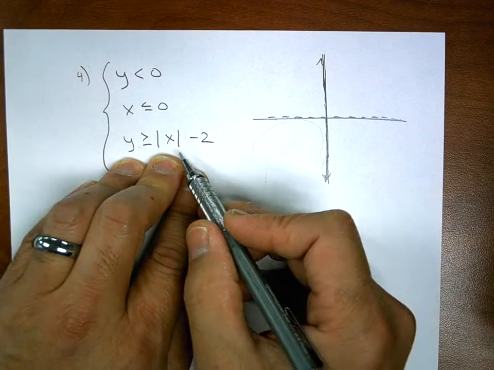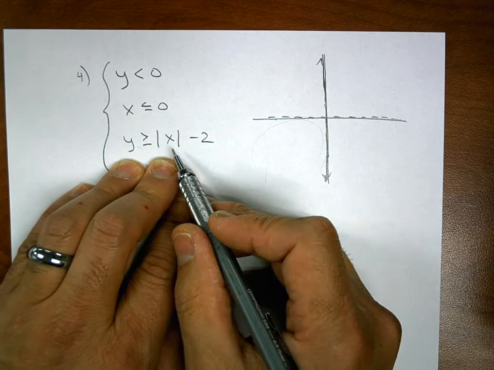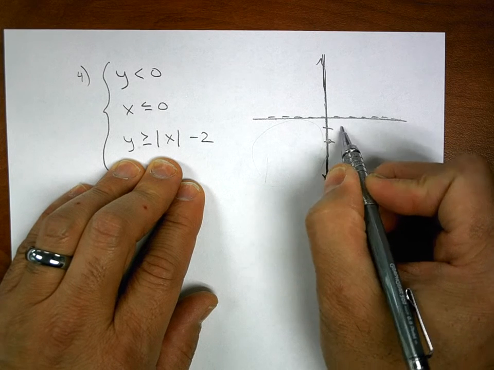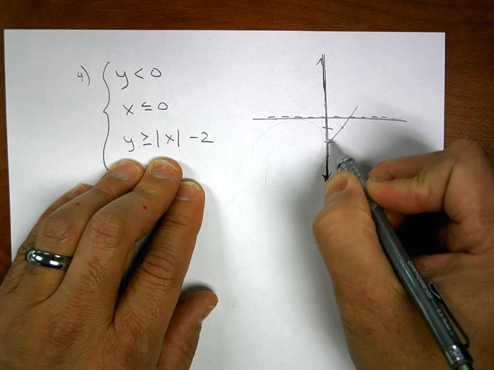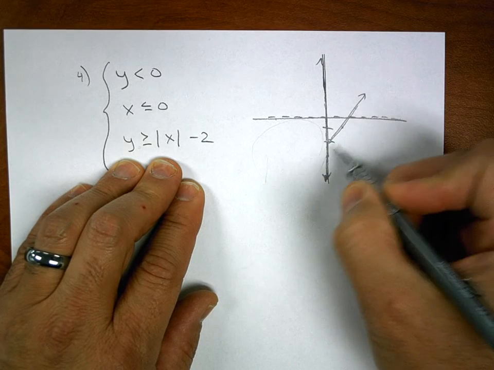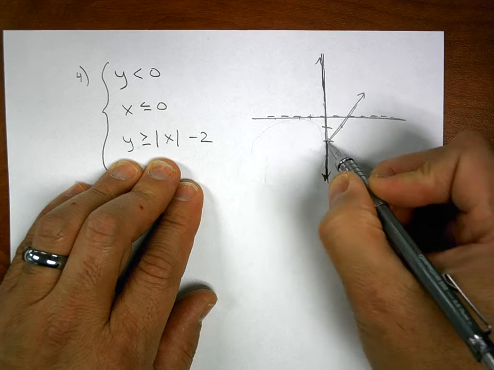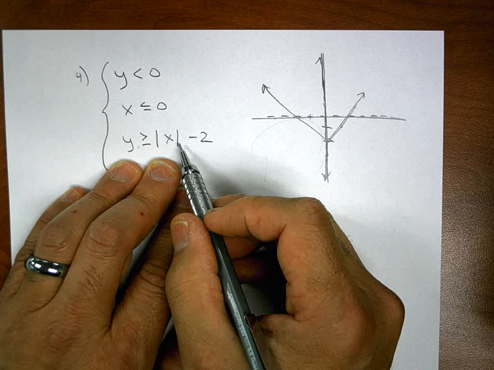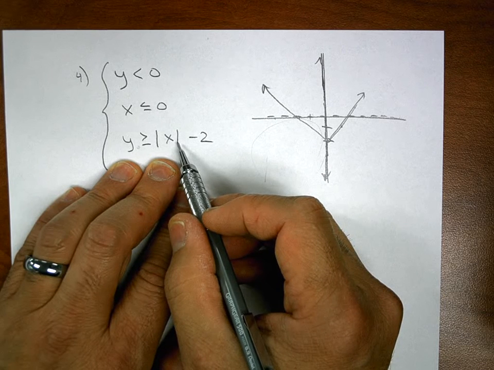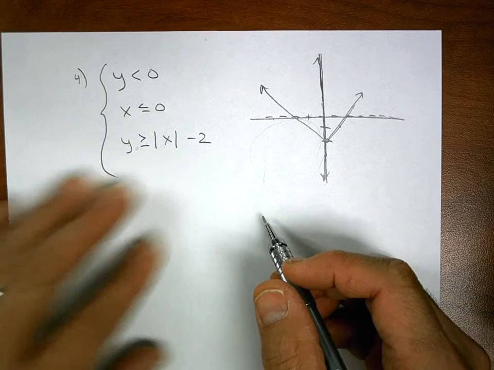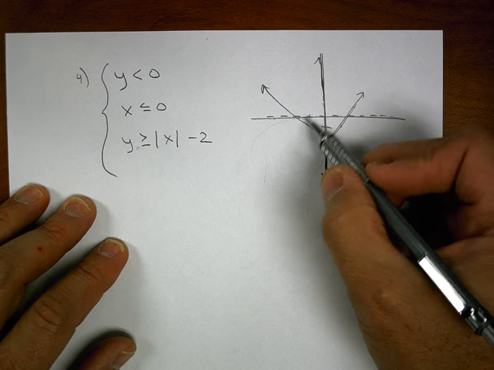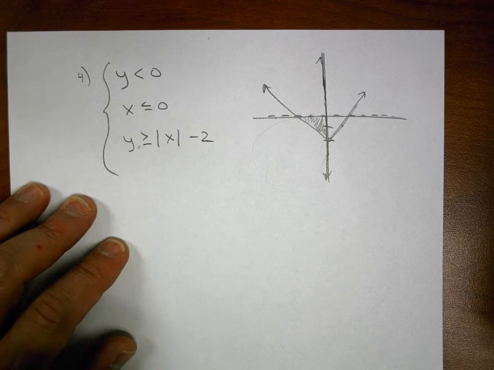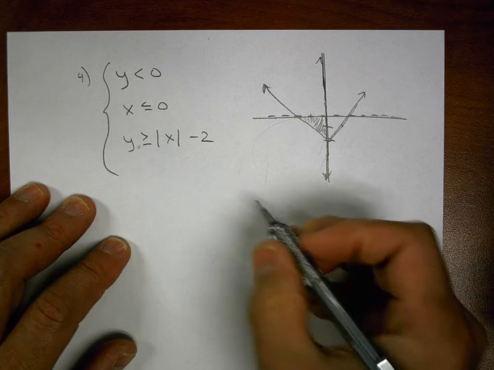Then we go to this one. This one shifts down 2, 1, 2, and the V opens up, right? So up 1, over 1, up 1, over 1. So it looks like this, and solid, right? And this one says it's greater than this V. So that's above, correct? So where is my solution? To the left, so it's below this, to the left of that, it's right there. That's your solution.